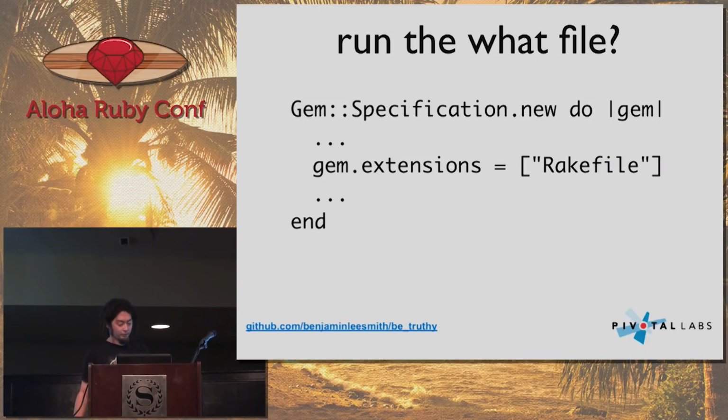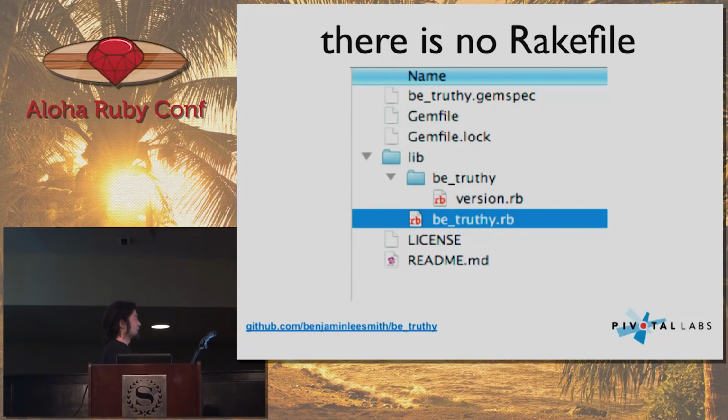This is the gem spec for this gem. And this line, gem extensions, it's usually used for compiling C extensions. But in this case, it's telling it to run the Rakefile at install time. And keep in mind that this is at install time, not when you require the gem, not when you execute the code. This is when you do gem install, this Rakefile gets run. But if we look back at the source tree again, there is no Rakefile. It's just not there. So where'd it go?